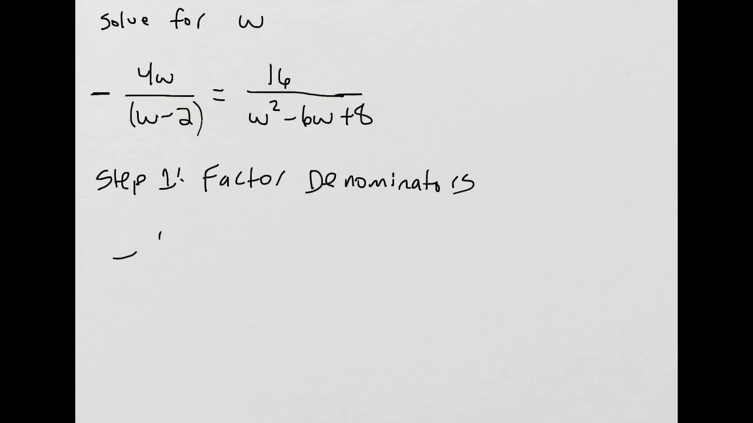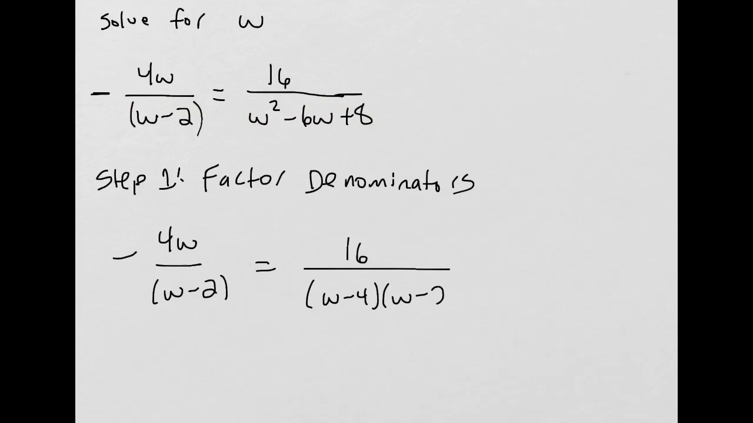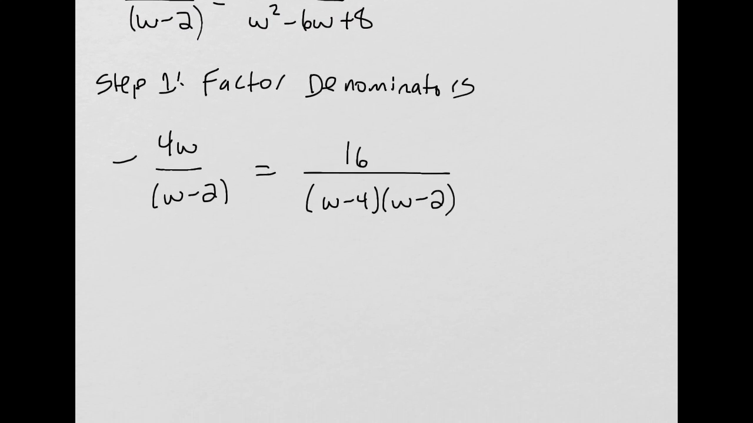So the first guy is going to stay the same because there's nothing we can do to factor him further. On the other side, that bottom does factor into w minus 4 times w minus 2. Okay, so now if I want to find that least common denominator, that's really my second step. So step 2 is find the least common denominator.